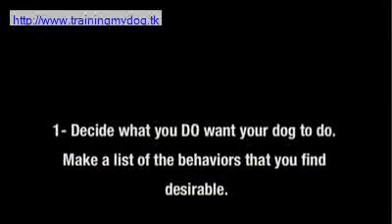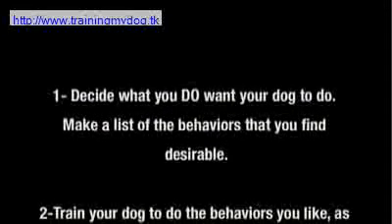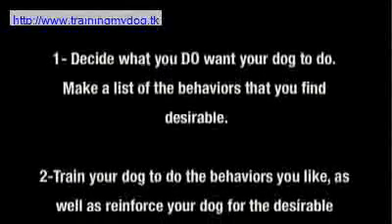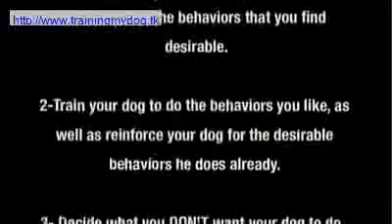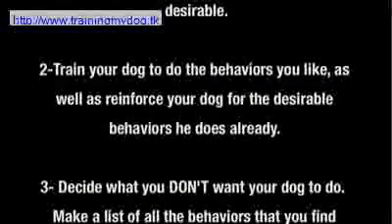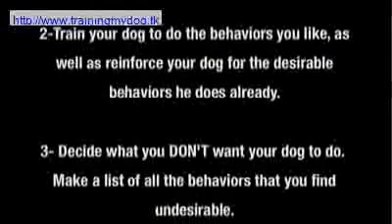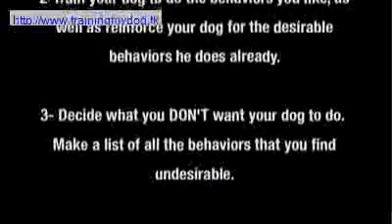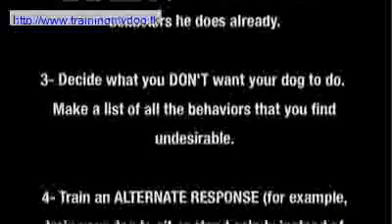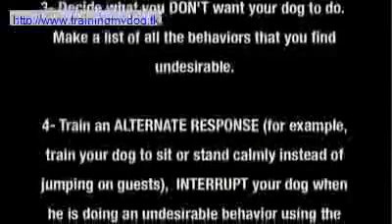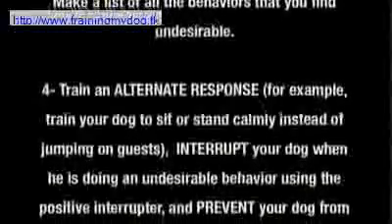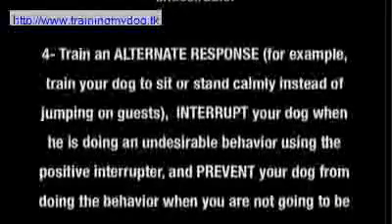1. Decide what you do want your dog to do. Make a list of the behaviors that you find desirable. 2. Train the dog to do the behaviors you like, as well as reinforce your dog for the desirable behaviors he does already. 3. Decide what you don't want your dog to do. Make a list of all the behaviors that you find undesirable. 4. Train an alternate response. For example, train your dog to sit or stand calmly instead of jumping on guests.